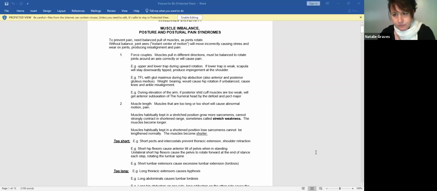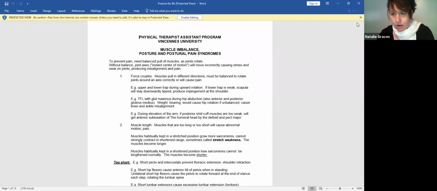And so we're going to start with this particular document that again is on your Blackboard account under posture, the posture folder. And it's entitled Muscle Imbalance, Posture, and Postural Pain Syndromes. This information is coming from Florence Kendall, who is one of the pioneers of our profession. And she literally wrote the book on manual muscle testing and also has a textbook on the relationship between pain syndromes and posture. So much of our information is coming from that source.